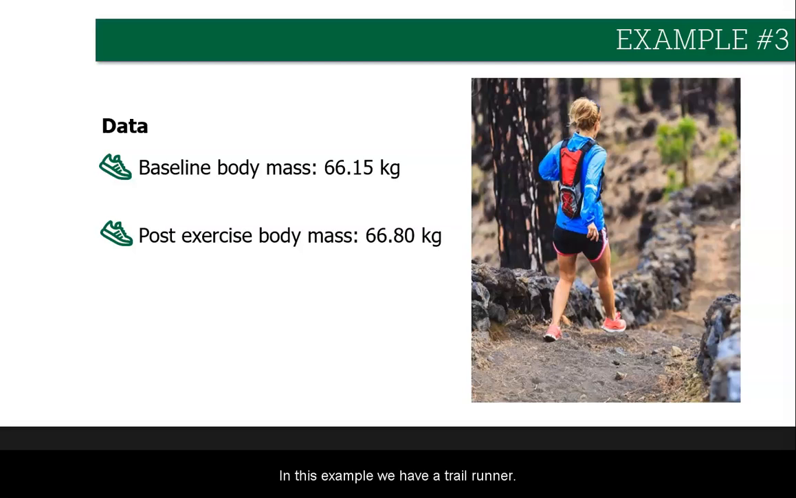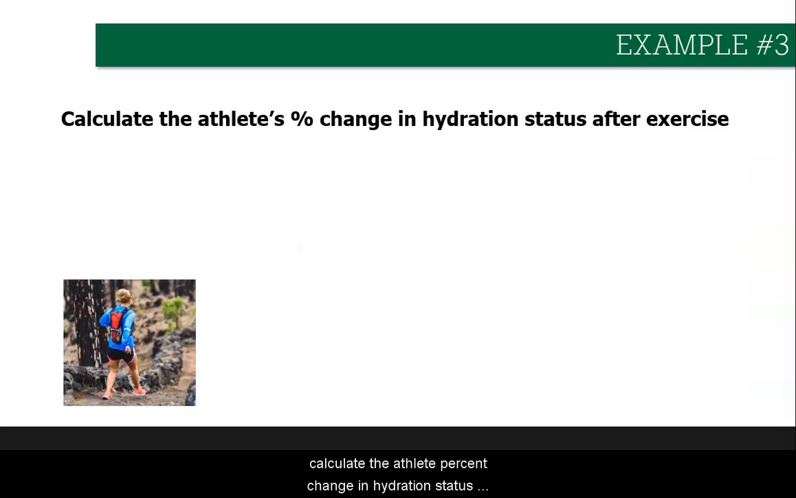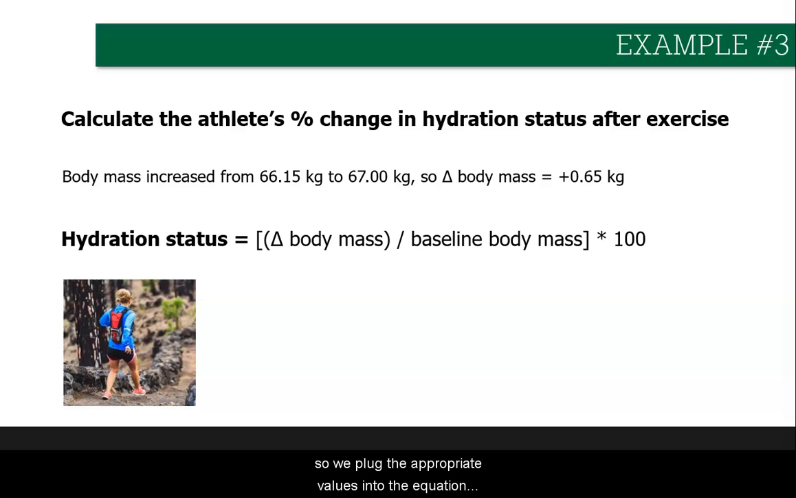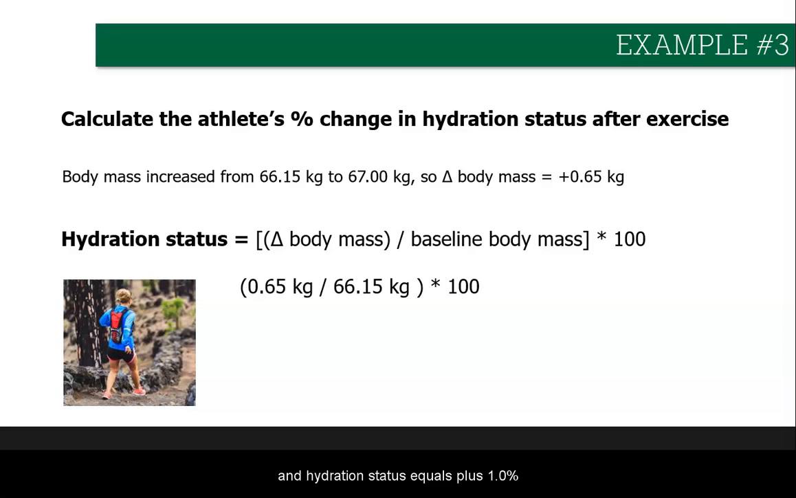In this example, we have a trail runner who weighed 66.15 kilograms before exercise and 66.80 kilograms after her training run. Calculate the athlete's percent change in hydration status after exercise. In this case, body mass increased from 66.15 to 67 kilograms. So the change in, or delta body mass, is equal to plus 0.65 kilograms. So we plug the appropriate values into the equation, and hydration status equals plus 1.0% change in body mass, or 1% overhydration.